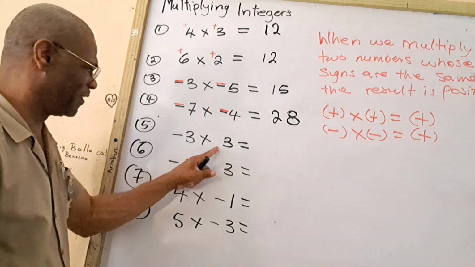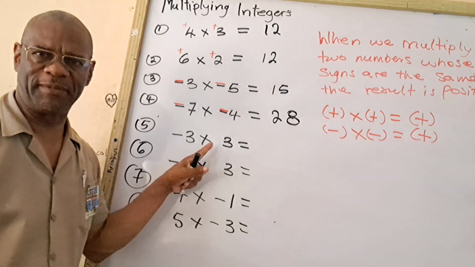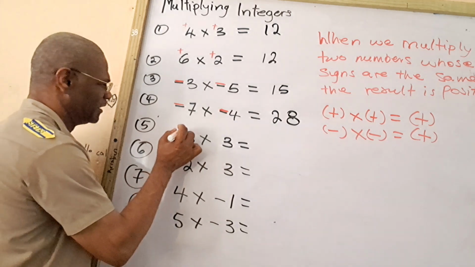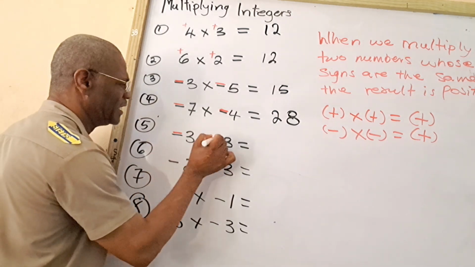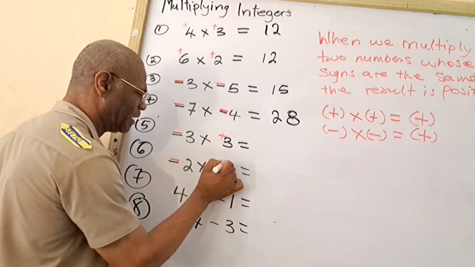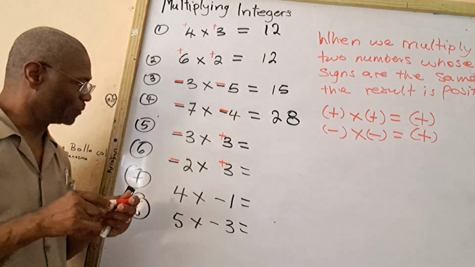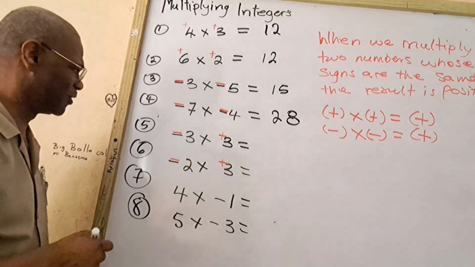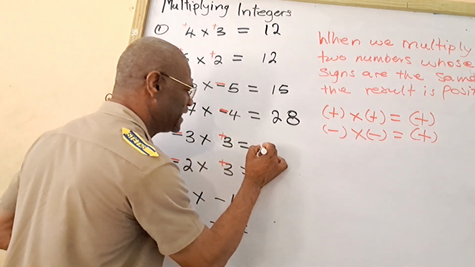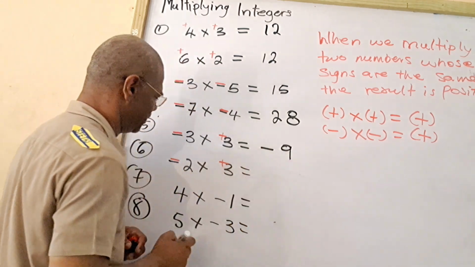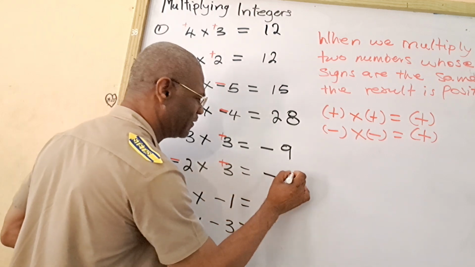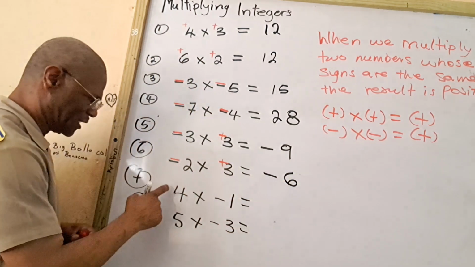Now let's go to the others. Notice what we have here. We have negative 3 times a positive 3, and negative 2 times a positive 3. Negative 3 times positive 3 gives us negative 9. Negative 2 times a positive 3 gives us a negative 6.